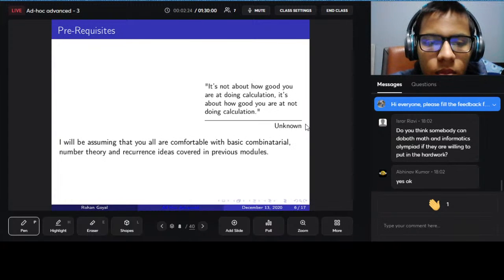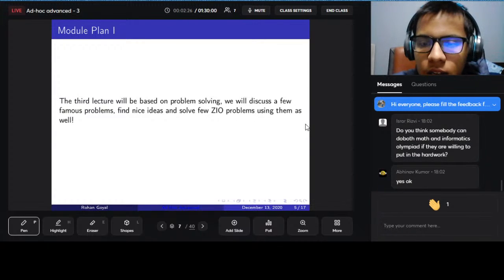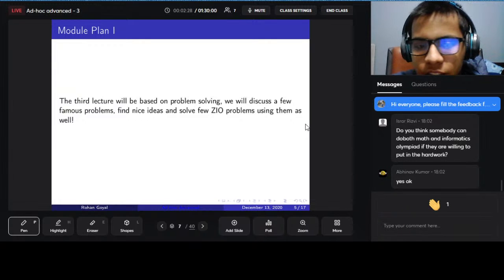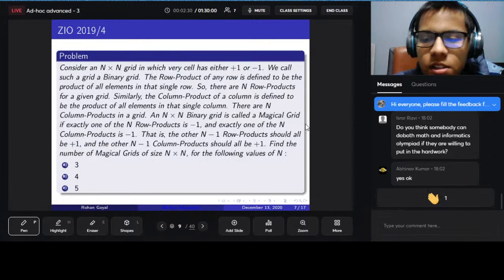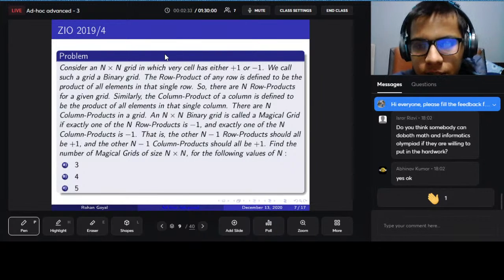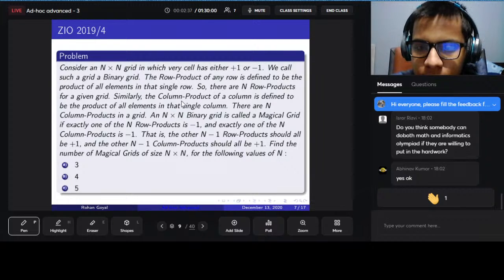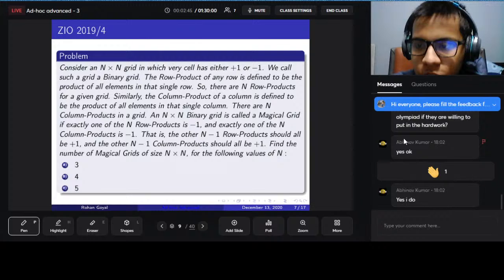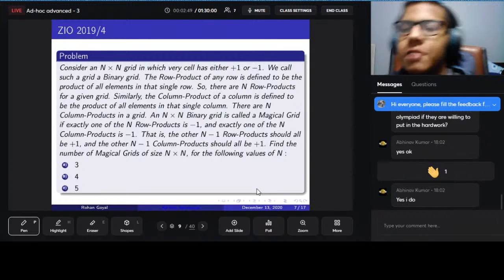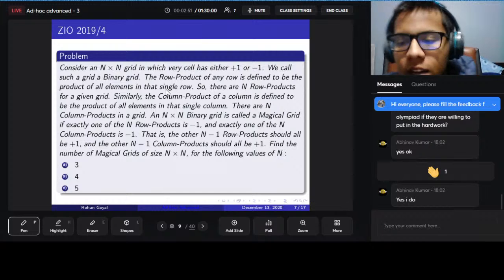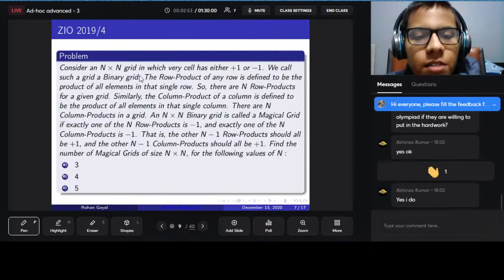So, as you know, the third lecture is based on solving ZIO problems. So this is the first problem that we plan to discuss today. Have you seen this before? Okay. So, do you have any idea how to solve it? Okay, I'll explain the problem to some people first.